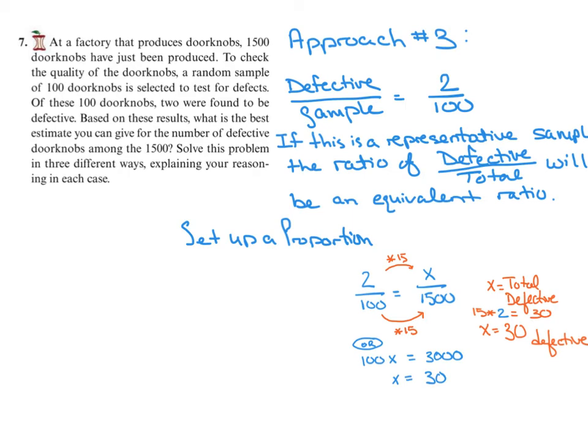Approach number 3. We can set up a proportion. We know that 2 out of 100 are defective, and we know we have a total of 1,500. So our sample was 100, our total population is 1,500. We want to figure out how many are defective. I can set up a proportion and solve one of 2 ways, either by realizing 100 times 15 got me 1,500, so using equivalent fractions, 2 times 15 would give me 30 defective doorknobs. Or I could cross multiply and get 100x equals 3,000, so x equals 30.